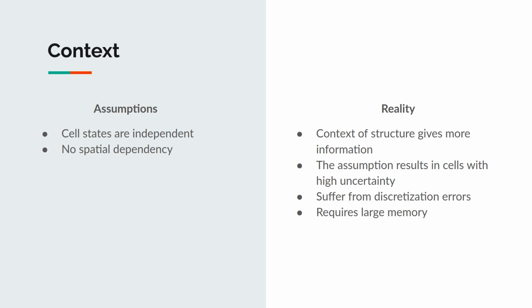Suppose, let's say, if there is a cell in the middle which is represented as occupied, it is logical to think that the neighboring cell is also occupied, since an obstacle has a structure and won't just be a single cell. So these assumptions usually result in cells with high uncertainty and is usually misclassified. The occupancy grid also suffers with discretization errors since the representation is discrete.